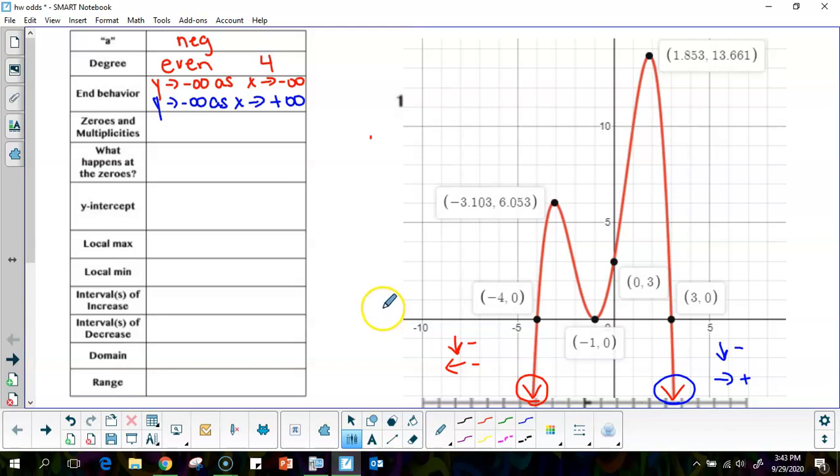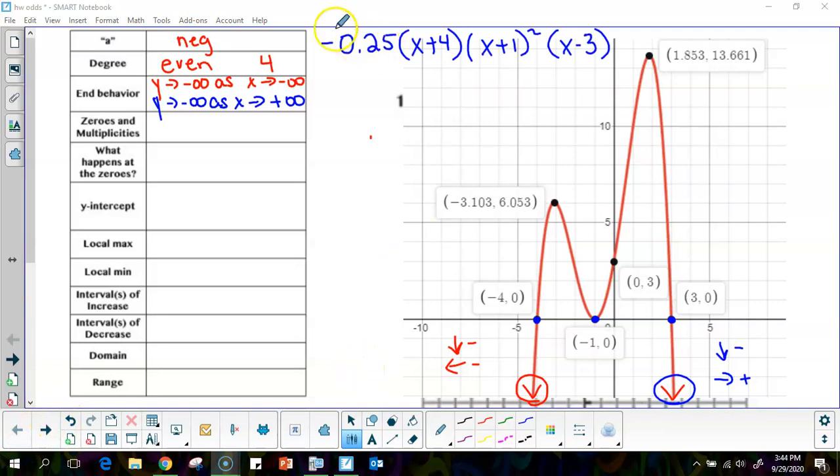So zeros and multiplicities. Again, I don't really need to look at the equation. I can look at the graph. The zeros are at this point, and this point. So I can look at those to list the zeros. I do want to look at the equation to be able to list the multiplicities, though.